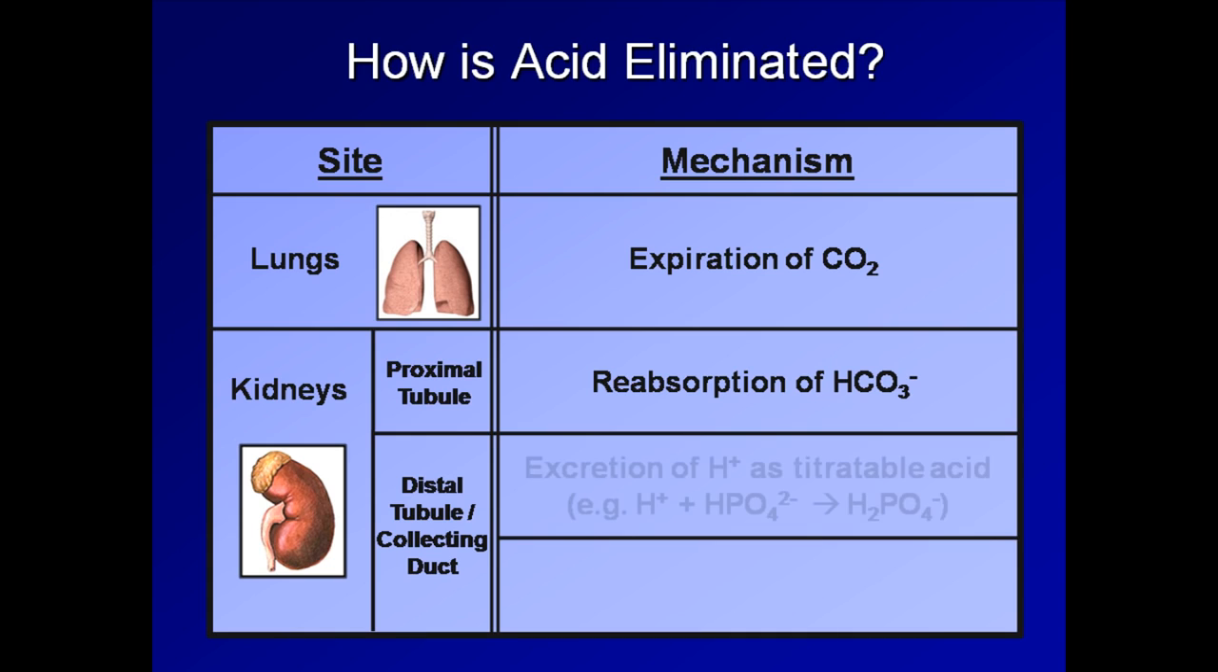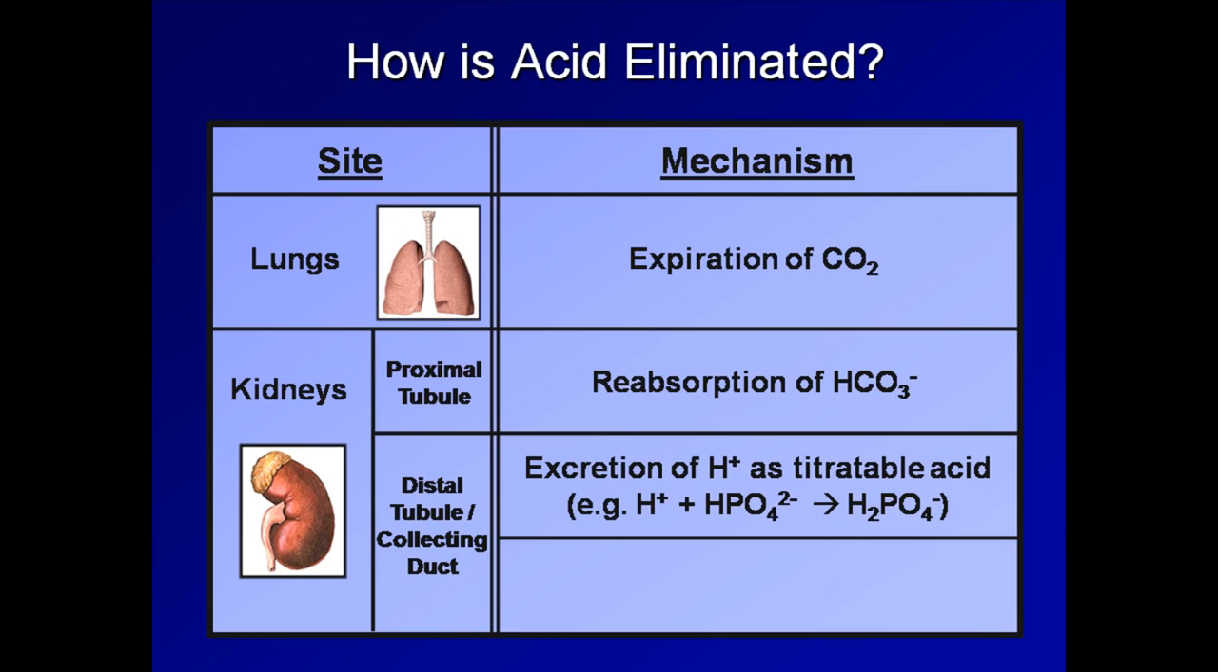The distal tubule and collecting duct excrete hydrogen ions into the tubule lumen, where it combines with HPO4 to form phosphoric acid. Phosphoric acid acts as a buffer here in order to prevent the concentration of hydrogen ions in the tubule lumen from becoming so great that the chemical gradient exceeds that which the tubular cells can pump against.